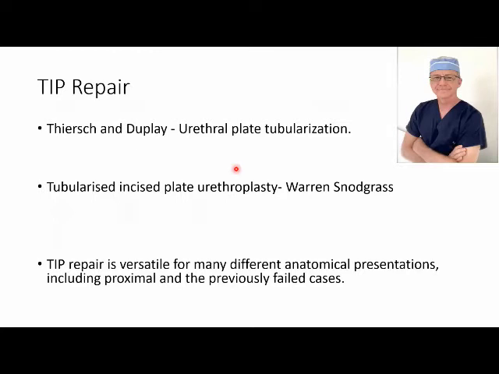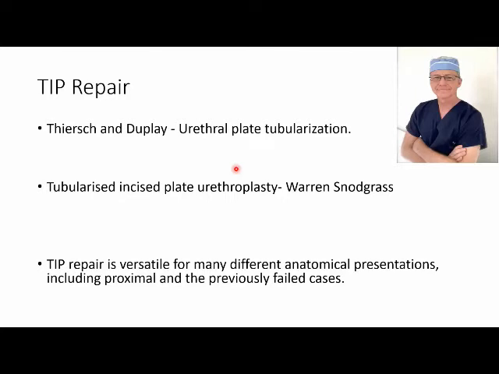Thiersch and Duplay described a urethral plate primary tubularization. That type of procedure was used when you have a wide urethral plate, more than 10 mm, and they mobilize the urethral plate with a U-shaped incision and then tubularize it over a stent. So that was primary tubularization, which was popularized by Thiersch and Duplay. But they found that in cases of narrow urethral plate, such a tubularization will bring tension to the anastomosis, and they were scared that it would give way and cause a urethrocutaneous fistula.